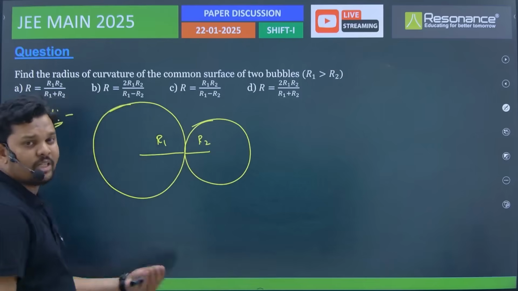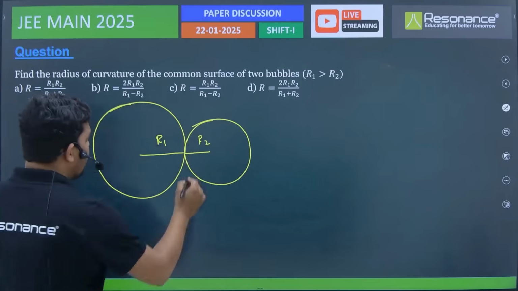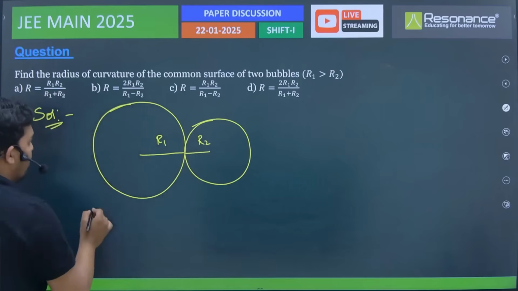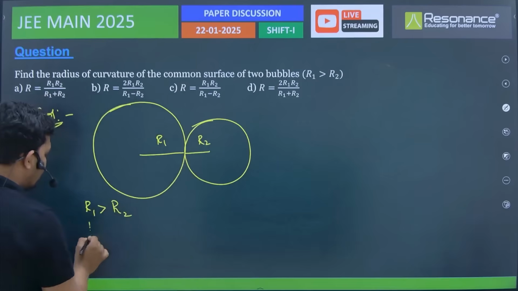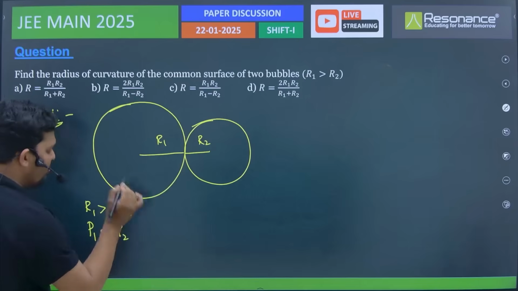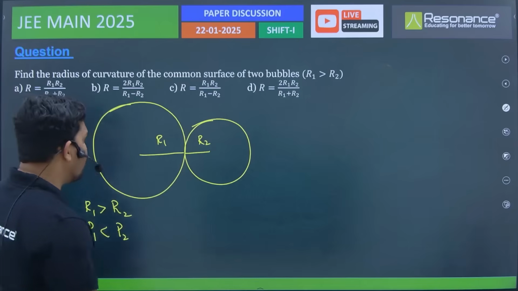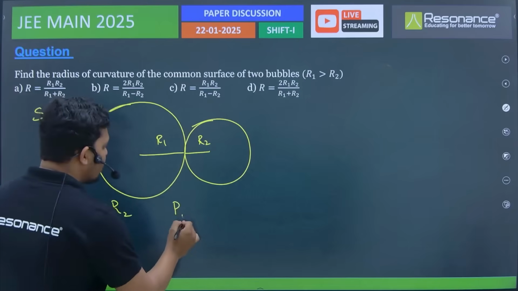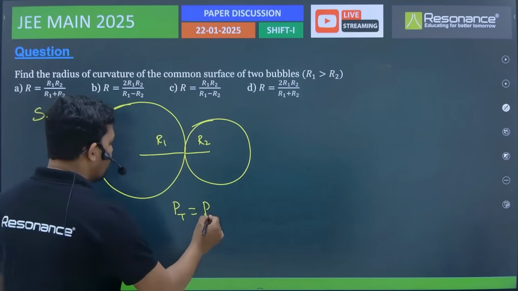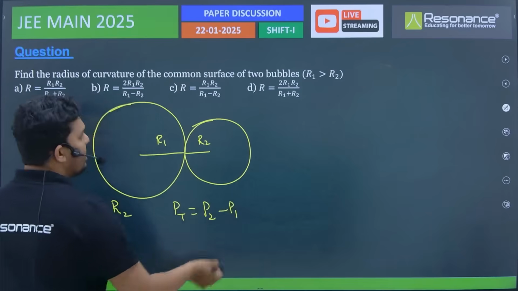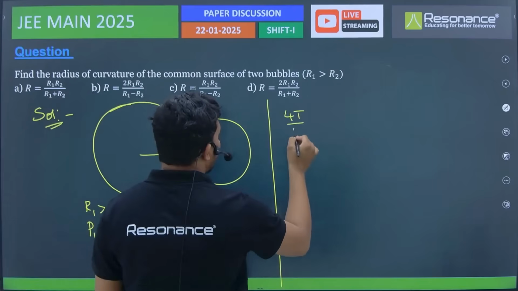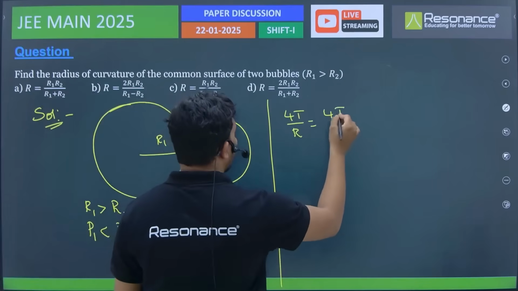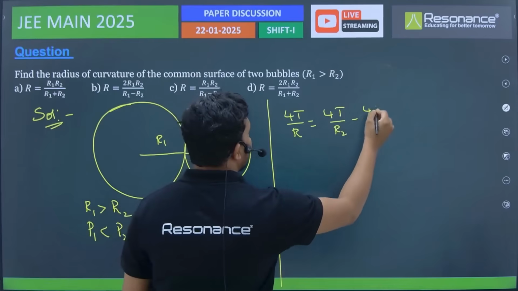Hope you know that the pressure is inversely proportional to the radius. Already he said that the radius R1 is greater than R2 here. So directly I can say pressure P1 is less than P2. Therefore the net pressure in this case is going to be P2 minus P1. So PT can be taken as 4T by R equals 4T by R2 minus 4T by R1.